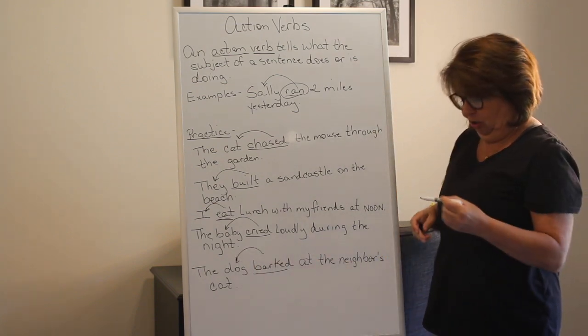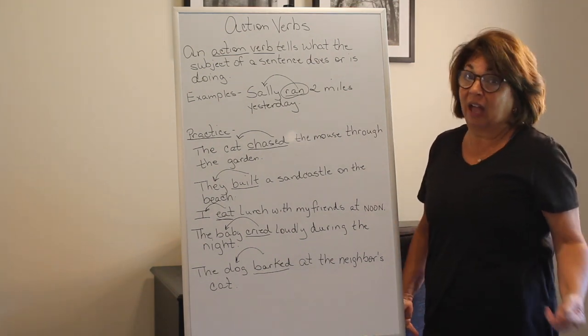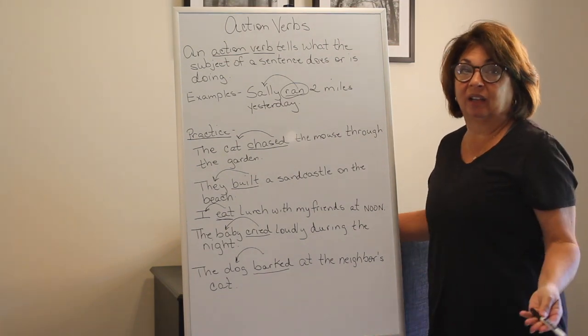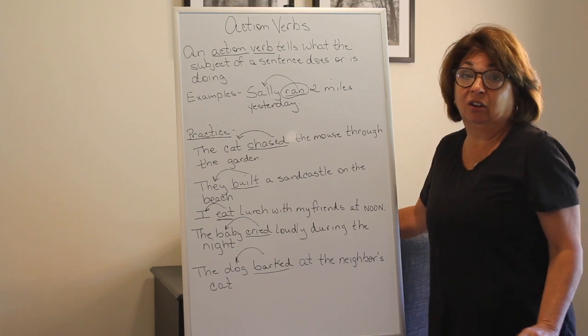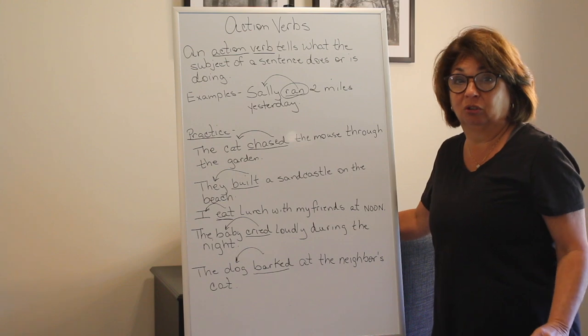All right, guys, so just remember an action verb is always a word that shows action, some type of movement. It could be in the past tense, it could be in the present tense, it could even be in the future tense, but it has to be something that you can actually do.